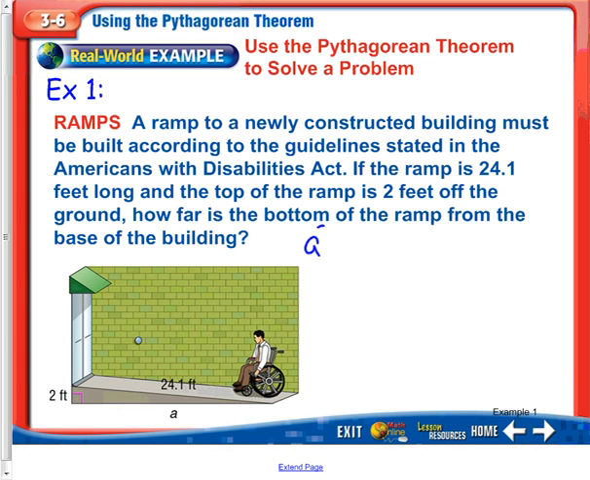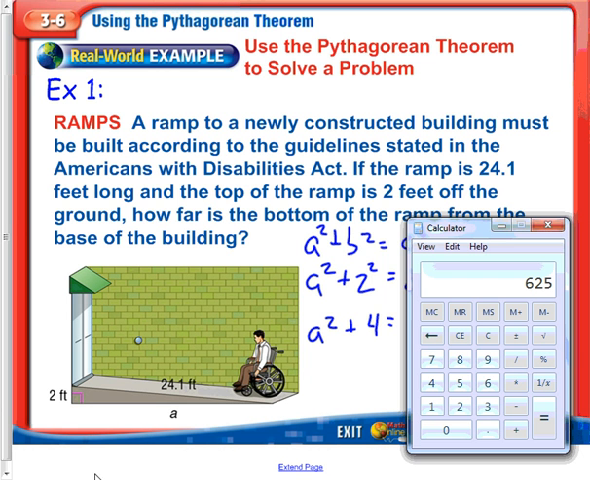So again, a squared plus b squared equals c squared. We don't know a, so a squared plus 2 squared equals 24.1 squared. So a squared plus 4 equals, and we'll want to find out what 24.1 squared is. So 24.1 times 24.1, and that's 580.81. You want to stay away from estimating and rounding your decimals right now. You'll save that and do that at the end. So right now you want to keep your whole number there.